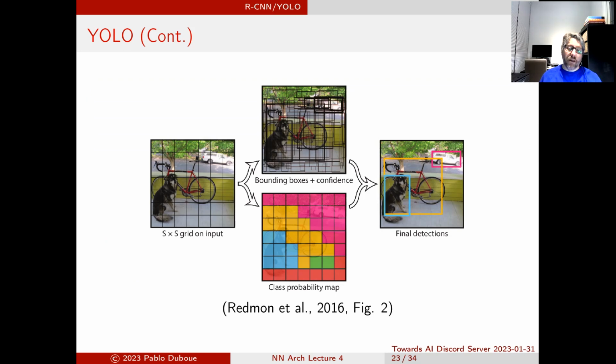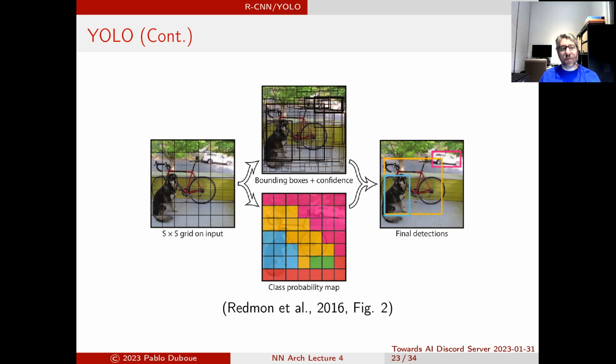So YOLO takes an image and splits it into a fixed grid, and predicts bounding boxes from each grid element, which is a little confusing because the bounding boxes expand beyond each grid element. It's just that the features that converge on that grid element are the ones used to do that prediction, and the same thing with the class probability map. The class probability is very easy to understand. It just gives you the probability for a given element in the grid.